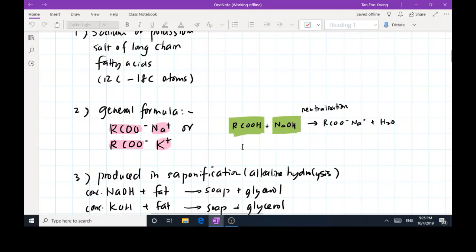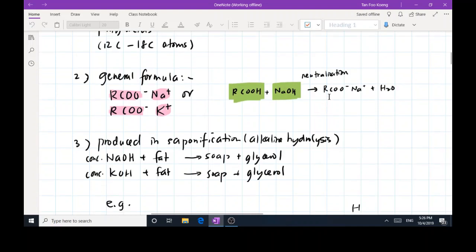If you look at it carefully, the general formula of soaps is RCOO minus Na plus or RCOO minus K plus. This is a sodium salt of long chain fatty acids. This is a potassium salt of long chain fatty acids. Of course, we are not going to produce soaps using a neutralization reaction. We are going to do it in a process known as saponification. In neutralization, we use acid and alkali to produce salt and water. But in saponification, we use fat or oil.